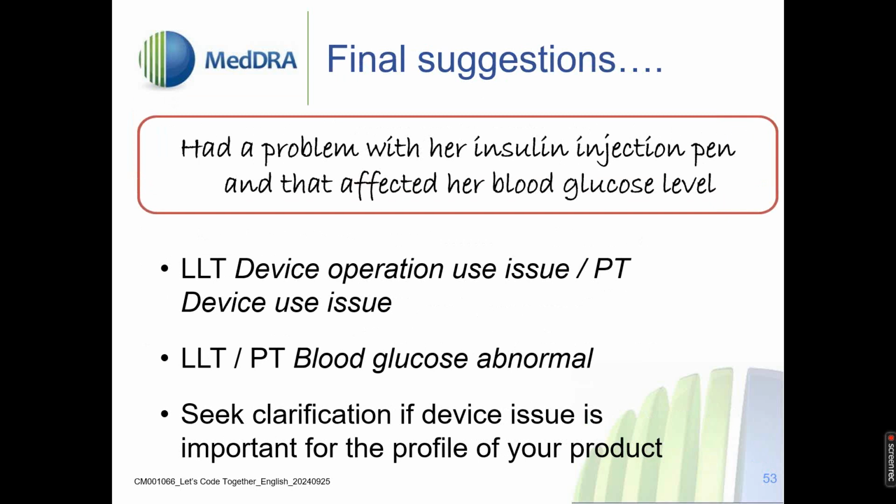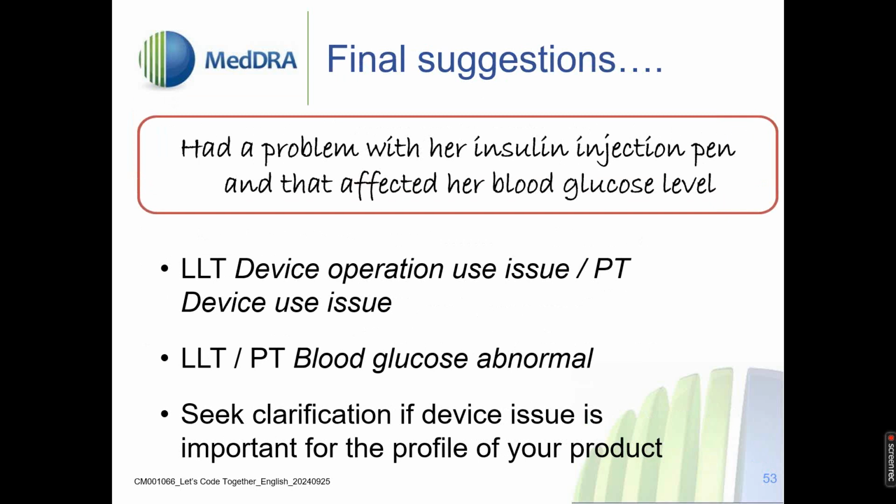If there's a problem with this insulin injection pen affecting her blood glucose level, why? Otherwise, it would just have been reported as a problem with the insulin injection pen, and the glucose level would not have been reported at all or mentioned at all. So I would also go for abnormal. But maybe there's still controversial discussion about classification as either use issue by the patient or quality issue of the pen.